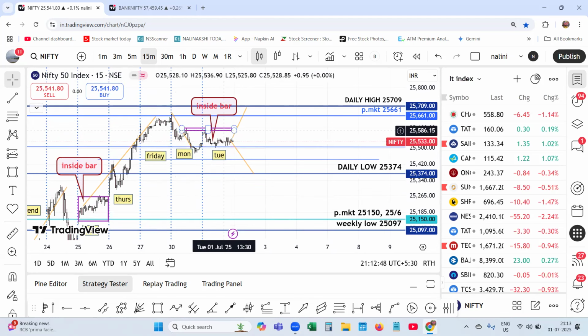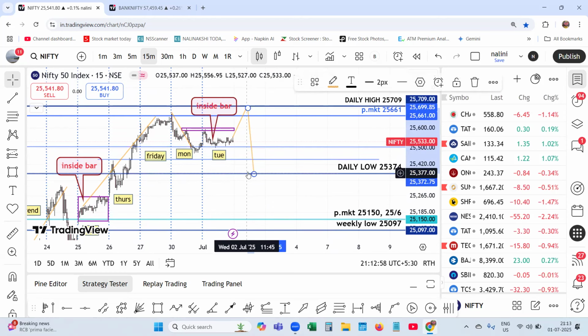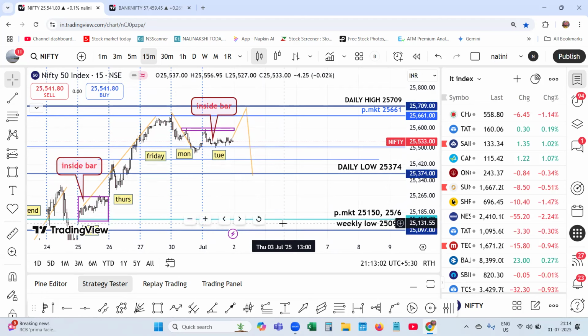It can either propel Nifty towards the higher side. We need to watch. After moving to the higher side, it can even do like this also. This type of price action is also a possibility. It can hit 25,709 or it can directly come down and then move higher.